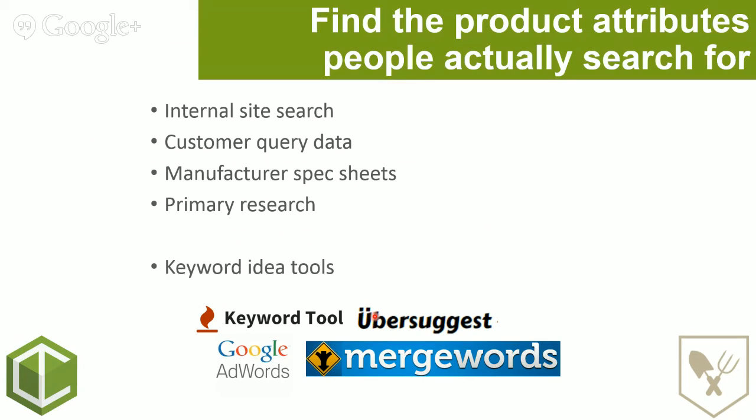Manufacturer spec sheets. So particularly with technical products, like I showed you the graphics cards before, there are a lot of technical things that you might not think people search for, but what your users actually might find quite important. And then obviously primary research, just asking people what they find most important in that product category.